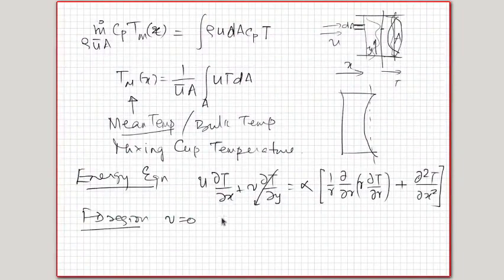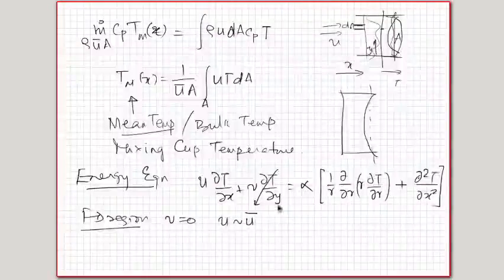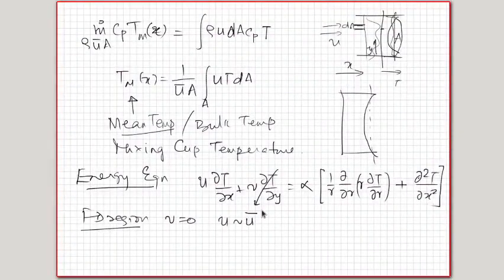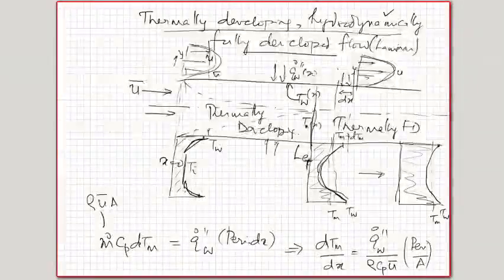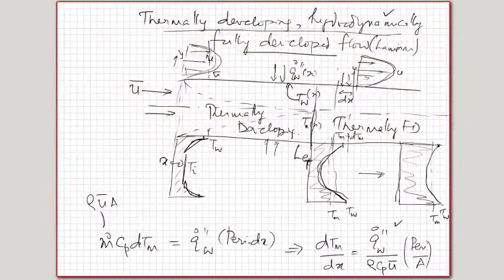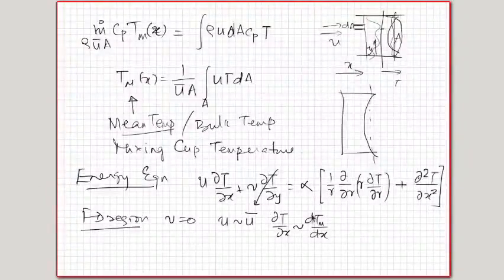So the order of magnitude analysis would mean the U is going to be of the order of U bar, because it varies between 0 and 2 U bar or whatever in the circular pipe. So it's of the order of U bar. Del T by del X can be taken to be of the order of dTm by dx, okay, which is given by the expression that we just derived in the previous page. So dTm by dx will be given by this expression. We'll come to that when we come there.